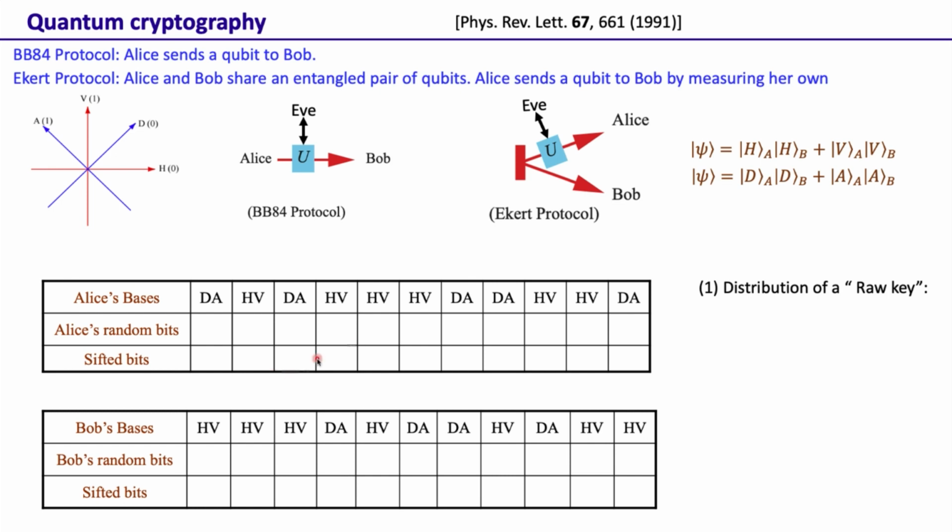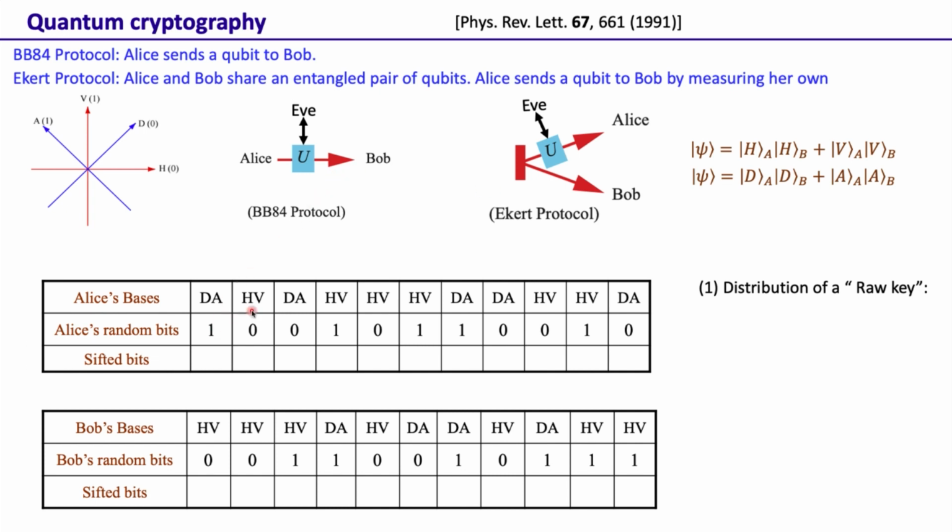First we'll do the distribution of a raw key. Now suppose Alice chooses her basis randomly. In this case, Alice decides that she wants to send a photon in the DA basis, and in the DA basis she wants to send an anti-diagonal photon. That's why Alice's random bit is 1.